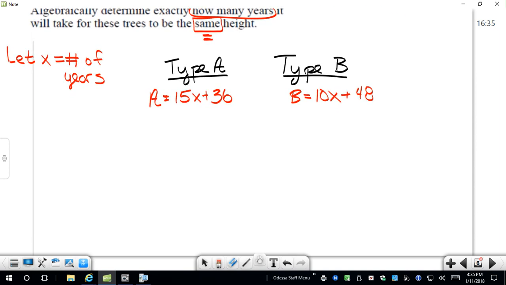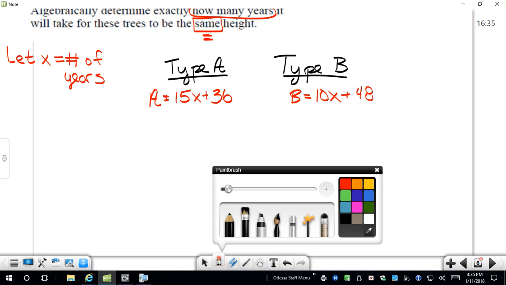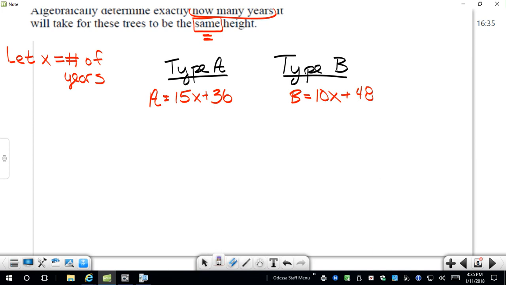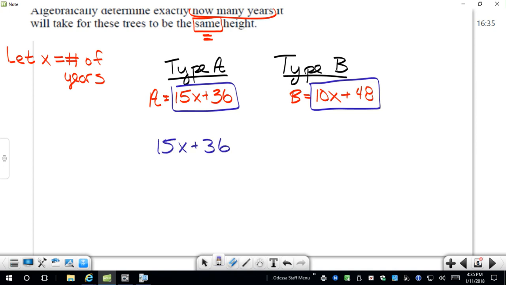Now, if you guys recall from class, whenever we have these 2 different equations like this and they want us to find when they're the same, we essentially are going to use substitution, or what some of you might say, set the 2 equations equal. So we're going to take 15x plus 36 and set it equal to 10x plus 48. Guys, what we're doing here is we're really just taking the type A tree height and setting it equal to the type B tree height to figure out the number of years it will take for these 2 trees to reach the same height. And now we're just going to go ahead and solve this.